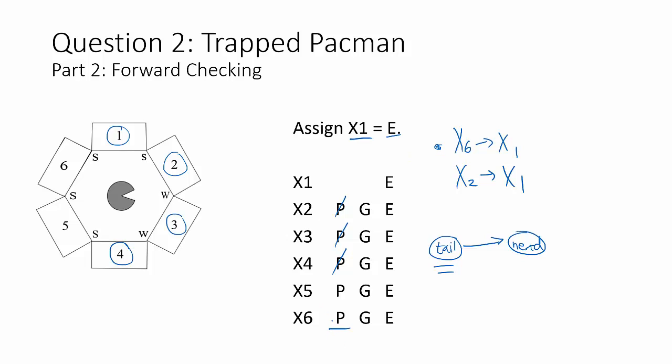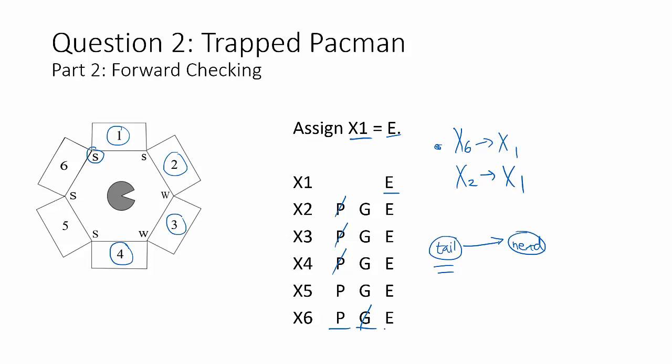Let's try assigning P to x6. Is there an assignment to x1 that satisfies the constraints between x6 and x1? Yes. If we assign E to x1 and P to x6, then the constraints are satisfied. So we move on to assigning G to x6. Well, now we can't assign E to x1 since that breaks the constraint that one of x6 or x1 has to be a pit due to the strong breeze here. So there's no assignment in the head, which is x1, that makes the value G in the tail, which is x6, consistent, and so we can delete G from x6's domain.